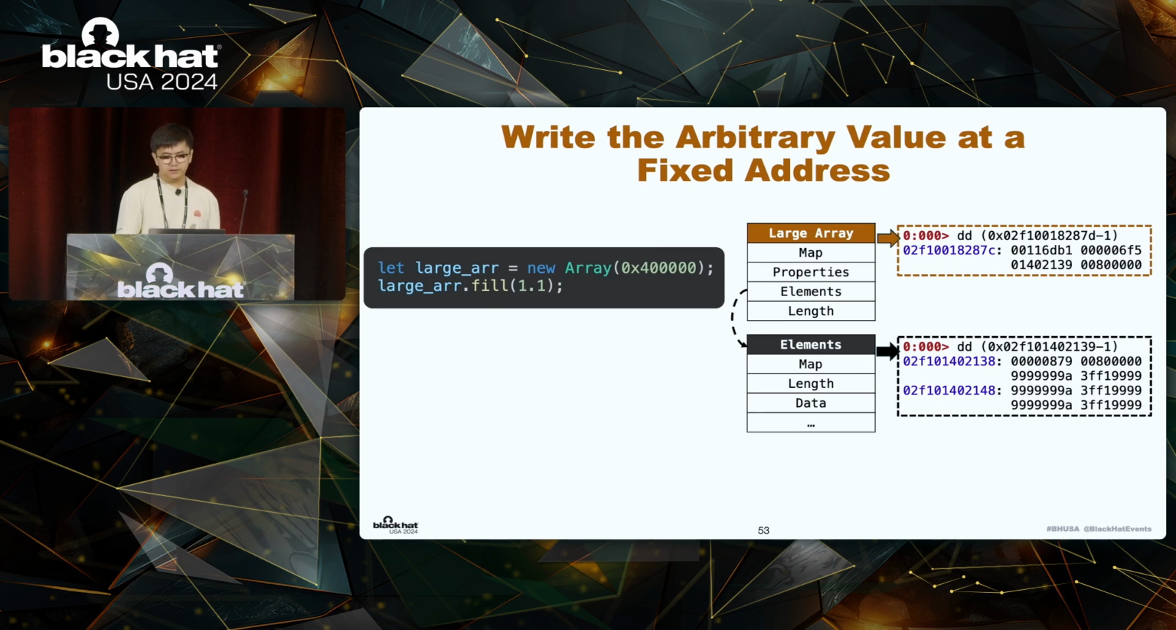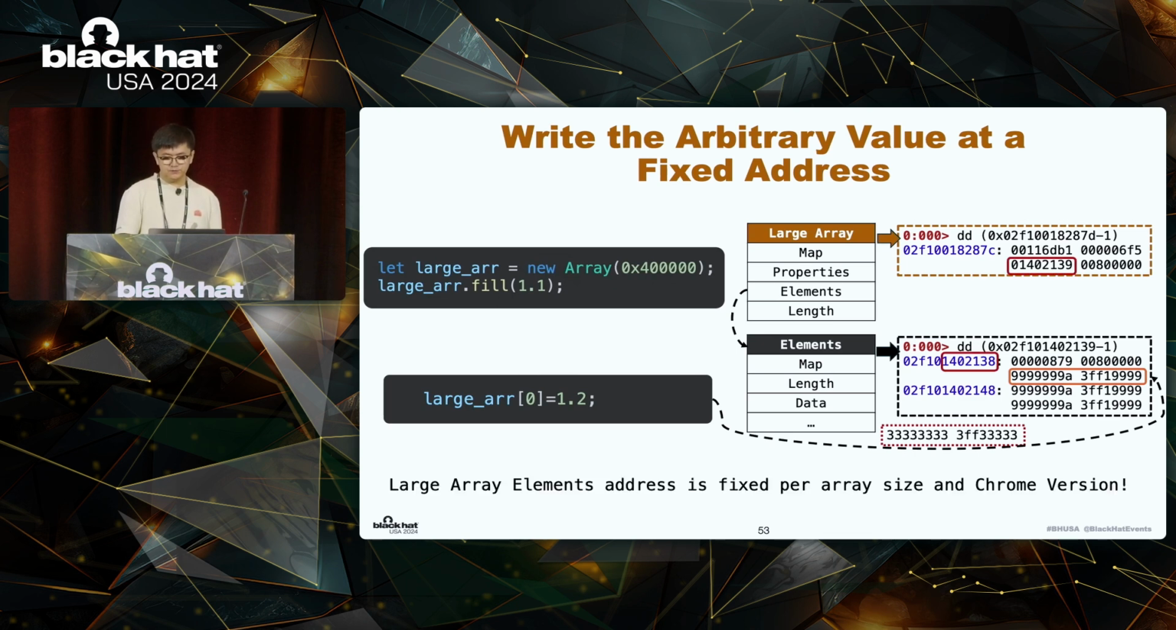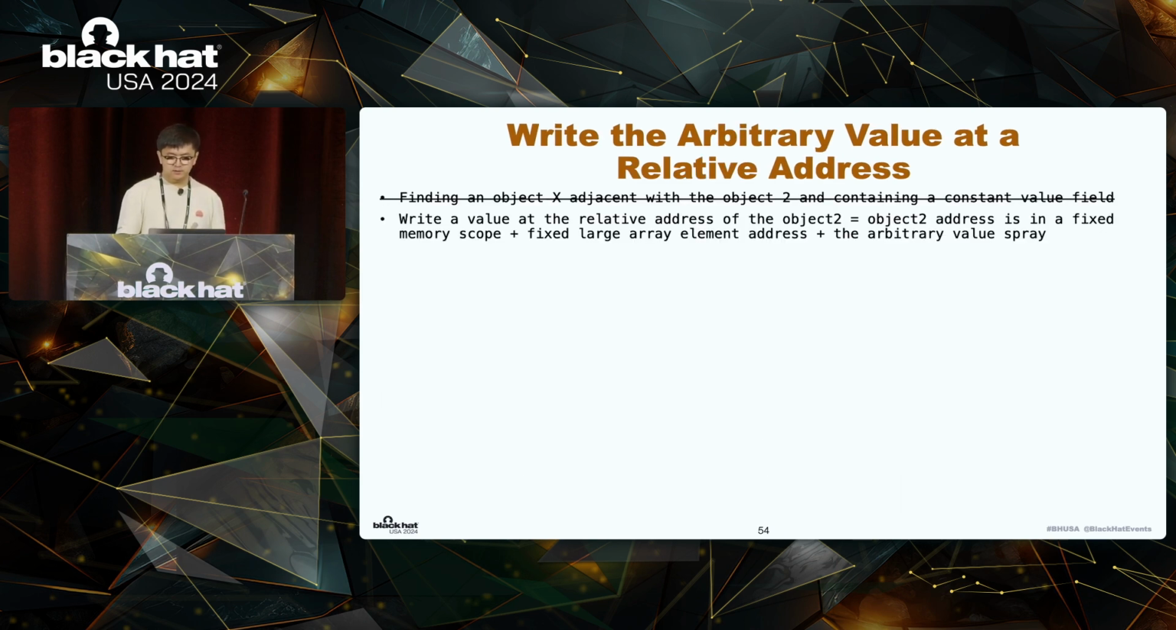First, write the arbitrary value at a fixed address. We can create a large array and use a large array element to write the arbitrary value to the large array element address. This address is fixed per resize and per Chrome version. Second, writing the arbitrary value at a relative address of an object.